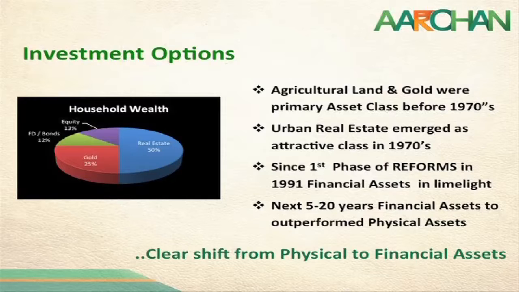Financial assets came into limelight only after the first phase of reforms in 1991, and now with the new economic environment, for the next 5 to 20 years, financial assets are likely to outperform physical assets. There is a clear shift from physical assets to financial assets, but in the current situation, three-fourths of household wealth is invested in physical assets, and only one-fourth is invested in financial assets. It clearly means that we are going to see a shift, and we need to understand financial assets in great detail too.